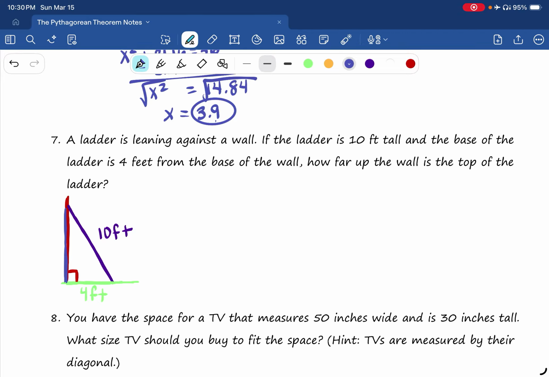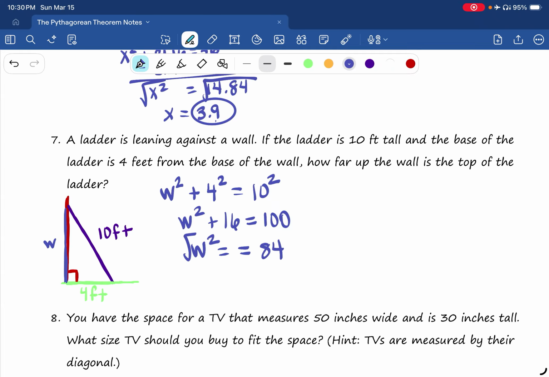So the ladder itself is the hypotenuse. The ground would be either A or B. And then what we're trying to find, the measurement of the wall, I'll call that W for wall. So W would be our A, 4 would be our B, and 10 would be our C. So we would say W squared plus 4 squared equals 10 squared. And so W squared plus 16 equals 100. And now we subtract 16 from 100. So W squared equals, what's that, 84?